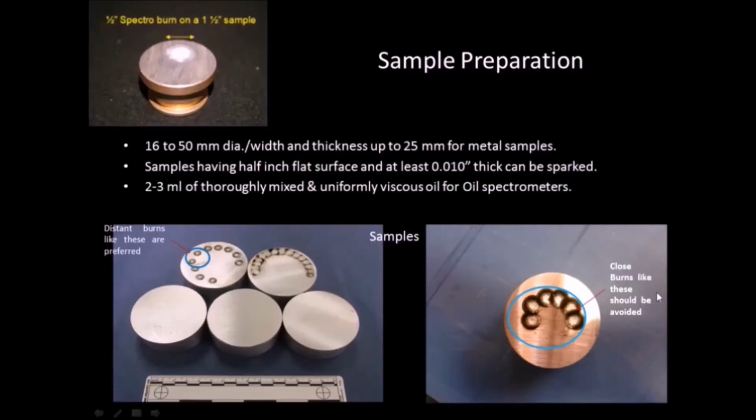In case of metal spectrometers, close burns like these should be avoided, as they may interfere in getting right values. However, distant burns like these can be preferred.